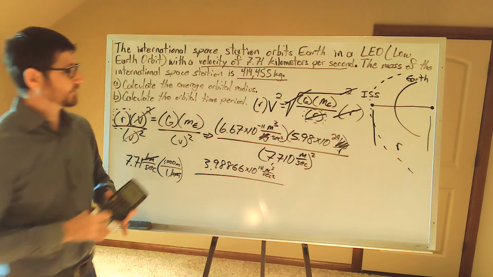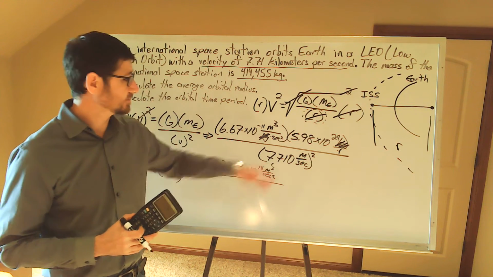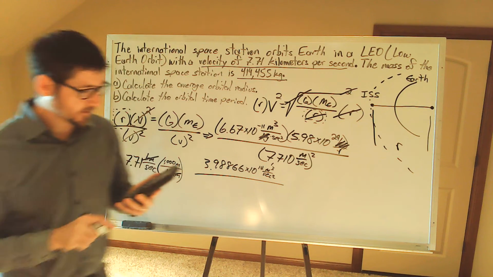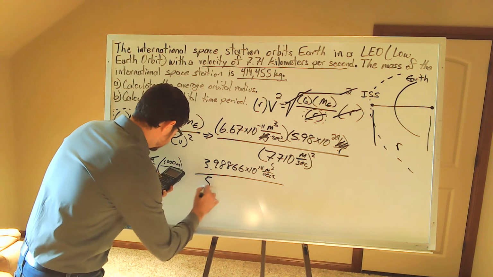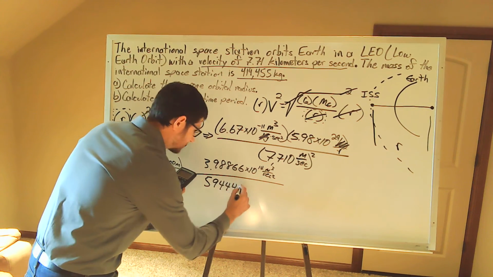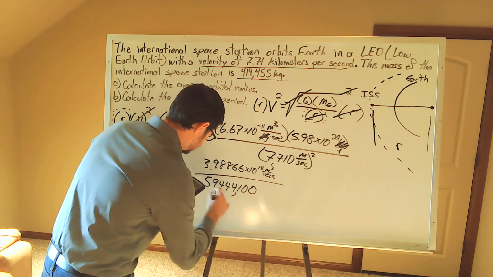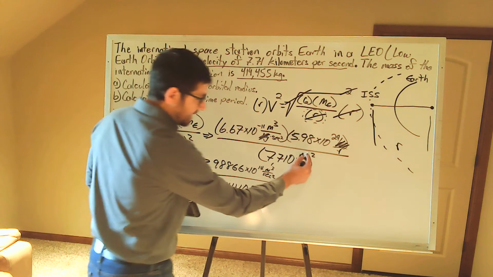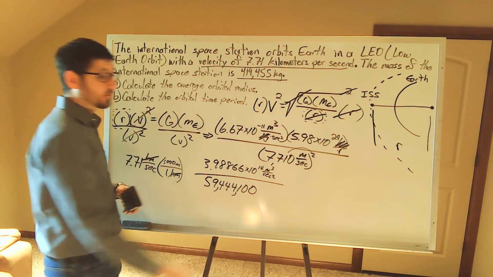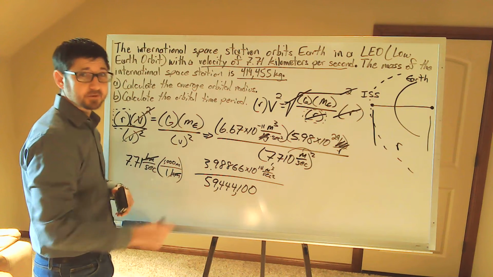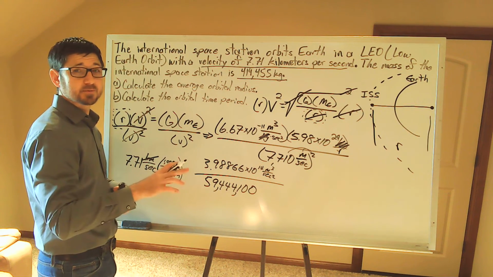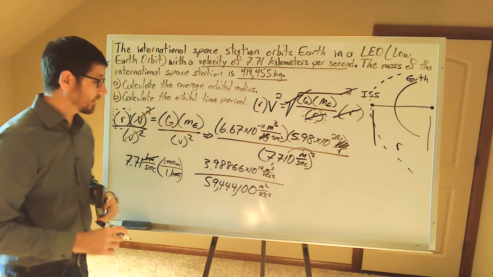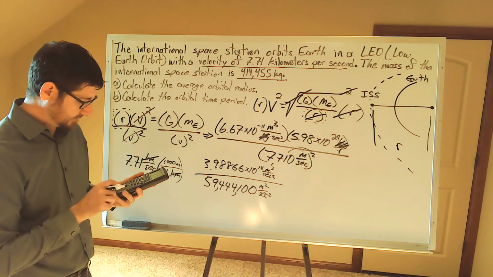Now in our denominator, we have 7,710 meters per second. Let's go ahead and square that. And this is going to give me 59,444,100. And remember, not only are we squaring the numerical value, we are also squaring the unit value. So meters per second times meters per second is going to give us meters squared per second squared. Now let's go ahead and divide here.